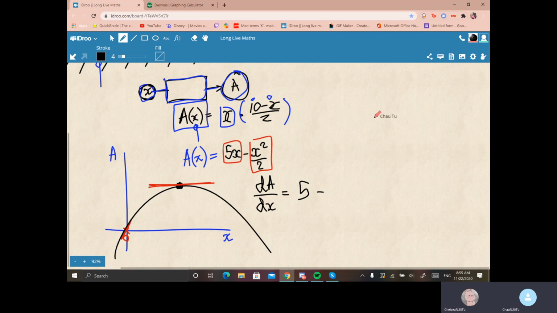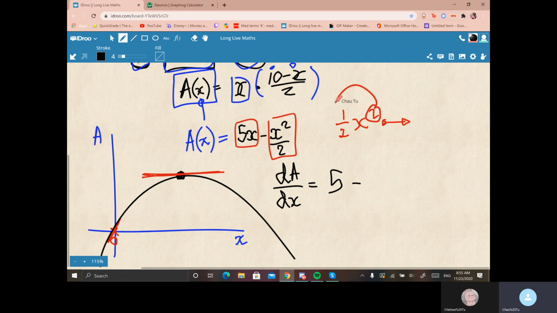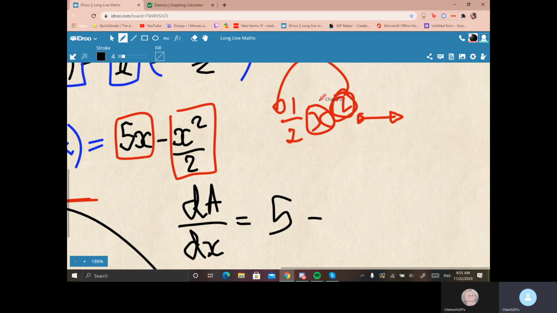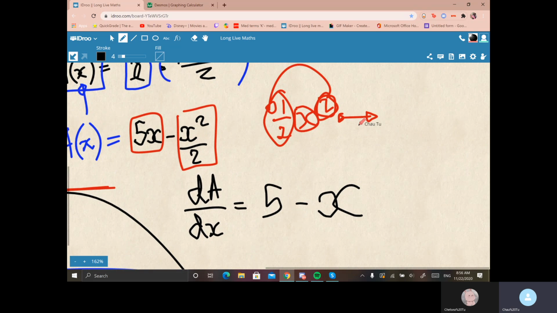Right, Charles? Okay. So here I've given you half x squared. How do you differentiate this? Remember, the power comes down, the x stays the same, the power gets minus by 1. What happened to this half? Yeah, that half will combine with that 2 to give you a 1. And then now what?